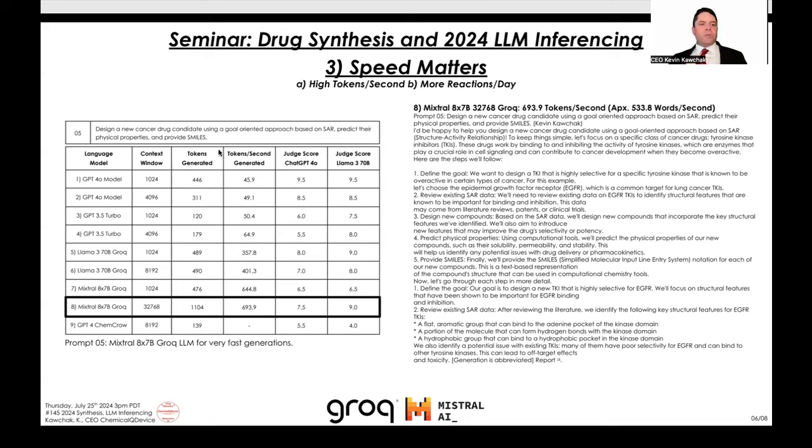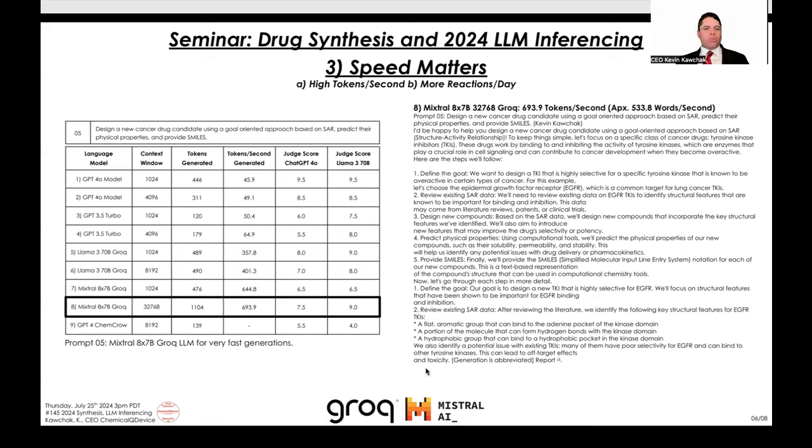Okay. So this was a specific prompt. This is the first of the 3 reports that I did, and I just wanted to understand the base model performance of these. So I asked this question: design a new cancer drug candidate using a goal-oriented approach, which is common, based on SAR, structure activity relationship, predict their physical properties, and provide SMILES. Okay. So in this specific one, there weren't any additional documents that were uploaded. It's just solely relying on its own intuition, its own model.